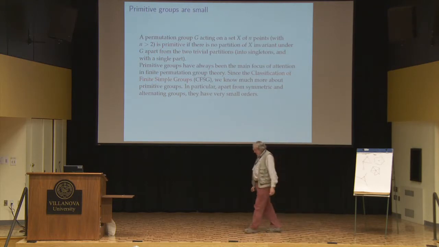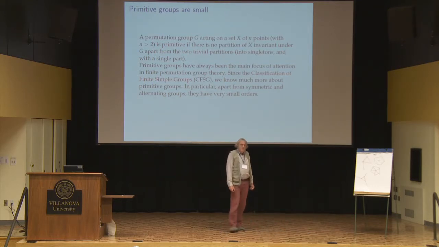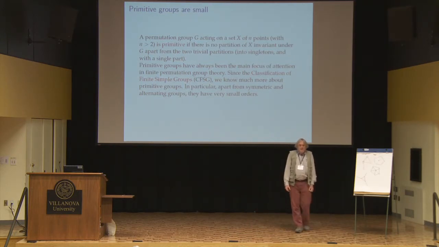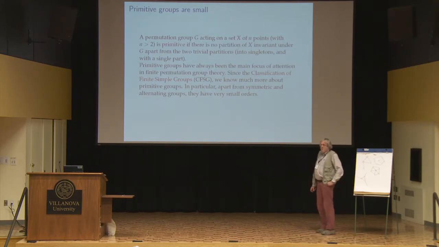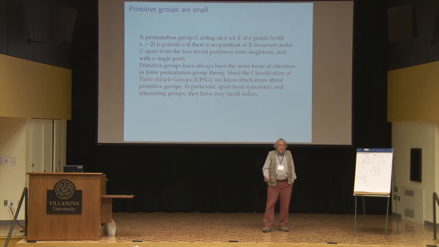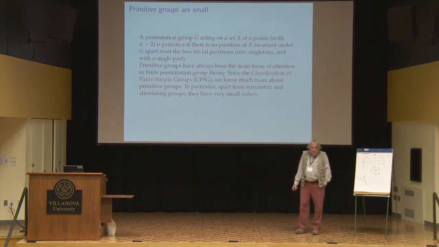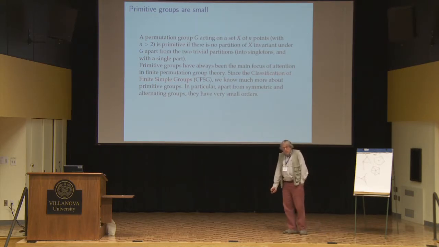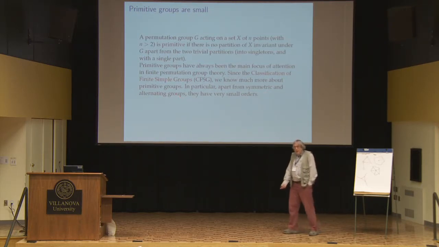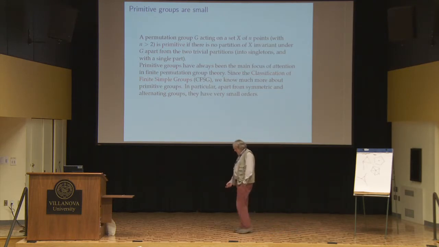Since the classification of finite simple groups, which it's very difficult for any human being to say, yes, it's definitely finished, but I do believe it is definitely finished now. It was thought to be nearly finished back in 1980, and everybody immediately started saying, well, let's assume it's right, what can we do with it? One of the first things we realized was that it would tell us a huge amount about primitive groups. And in particular, what it would tell us is that primitive groups, apart from the symmetric and alternating groups, are very small.